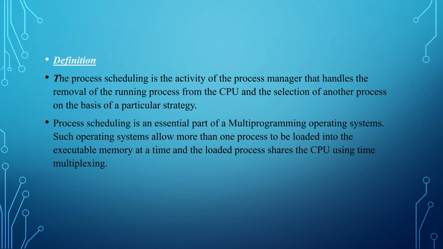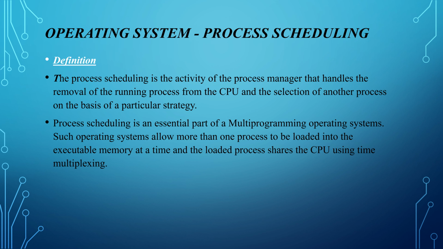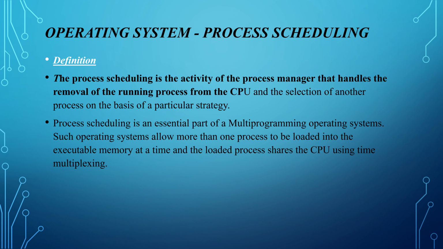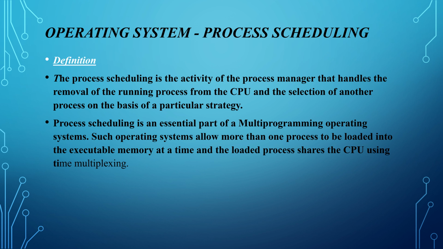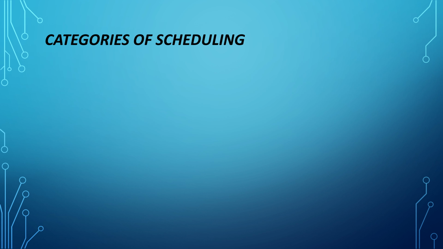Now let us see about process scheduling in an operating system. Process scheduling is an activity of the process manager that handles the removal of the running process from the CPU and the selection of another process on the basis of a particular strategy. Process scheduling is an essential part of multi-programming operating systems. Such operating systems allow more than one process to be loaded into the executable memory at a time, and the loaded process shares the CPU using time multiplexing.